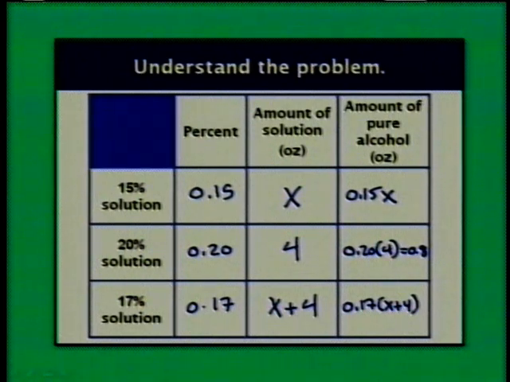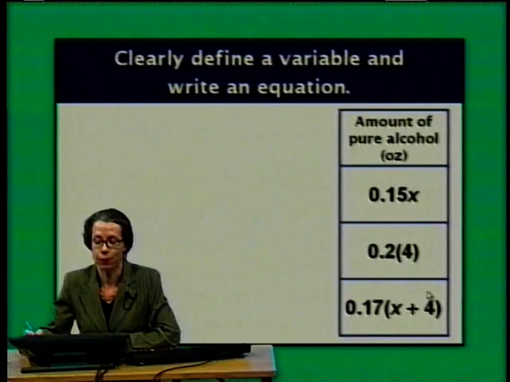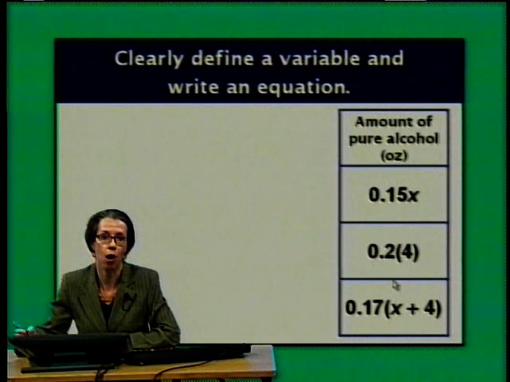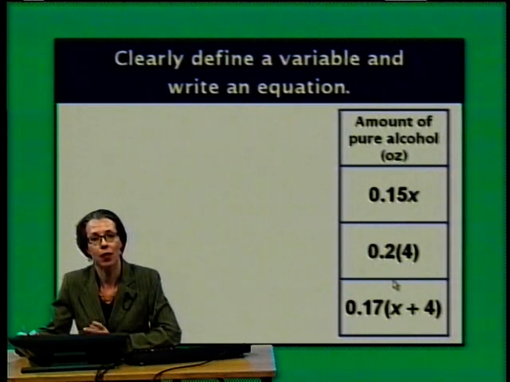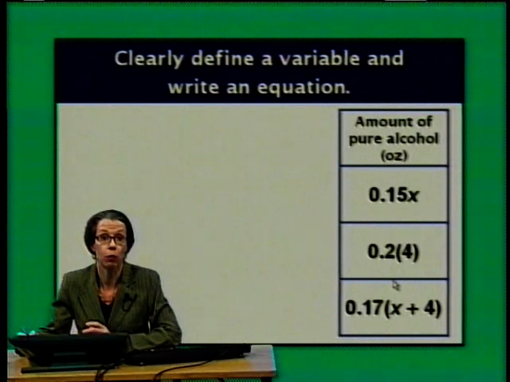So I've organized this information. Another thing that I see here is that if I add up the pure alcohol in the first bottle with the pure alcohol in the second bottle, that should equal the amount of pure alcohol in the mix. So what I have here is I've repeated the last column of my table because that's where all the useful information is. So now I want to clearly define my variable and write an equation that's going to help me answer this question.